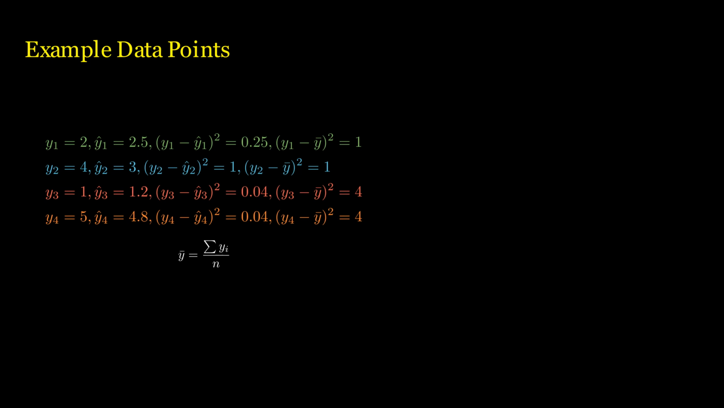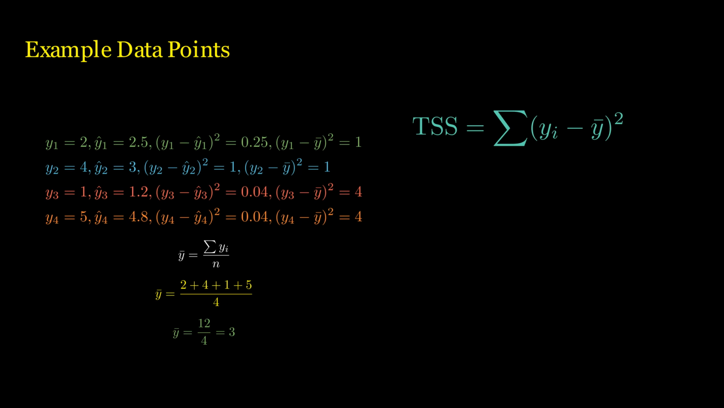To calculate the total sum of squares, TSS, we first need to find the mean of the actual values. The mean is calculated as the sum of all actual values divided by the number of observations. Adding the values, we get 12 divided by 4, which equals 3.